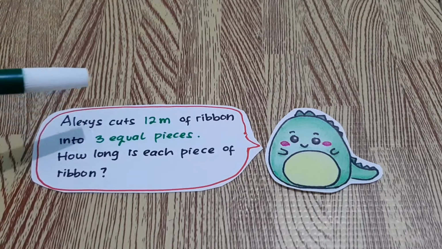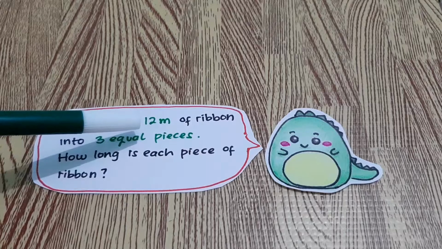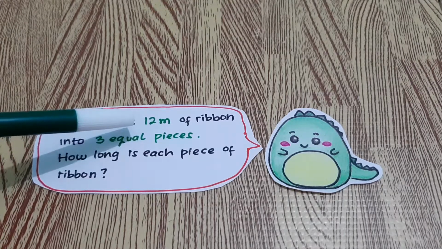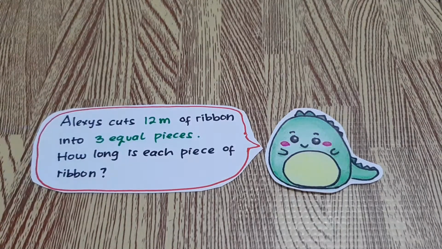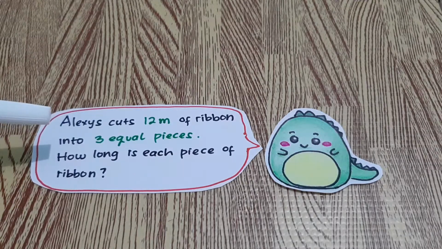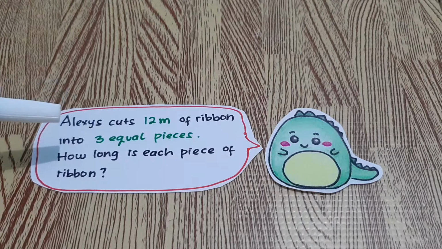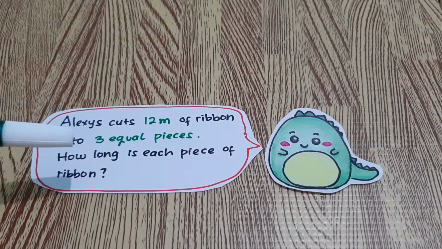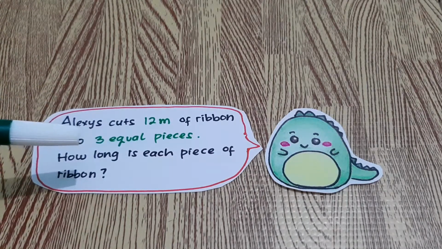So, do you know what is the meaning of 12 meters? Is it the number of the group? Is it the total? Or is it the number inside? Yes, it is the total. So Alexis has the total of 12 meters of ribbon. And then what did she do with the ribbon? She cut it into 3 equal pieces.